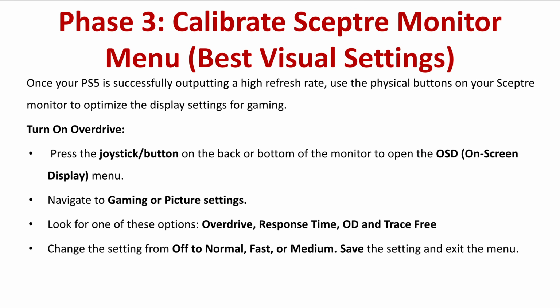Phase 3 is calibrate Sceptre monitor menu. Once your PS5 is successfully outputting a high refresh rate, use the physical buttons on your Sceptre monitor to optimize the display settings for gaming. Turn on overdrive. Press the joystick button on the back or bottom of the monitor to open the OSD menu. Navigate to Gaming or Picture settings. Look for one of these options: Overdrive, Response Time, OD or Trace Free. Change the setting from Off to Normal, Fast or Medium. Save the setting and exit the menu.